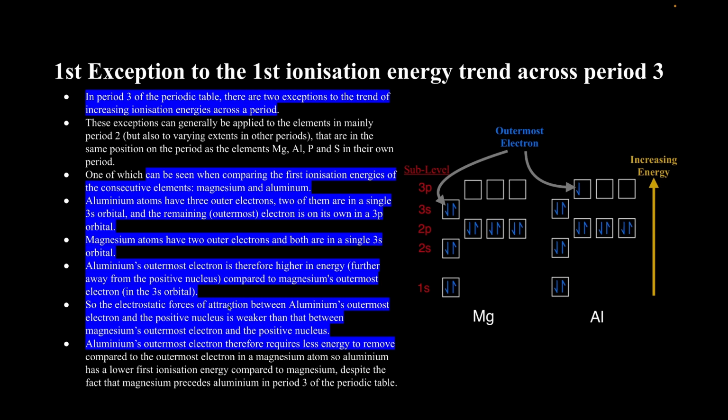So the electrostatic force of attraction between aluminium's outermost electron and the positive nucleus is weaker than between magnesium's outermost electron and the positive nucleus, because aluminium's outermost electron is further away from the nucleus than magnesium's outermost electron. So aluminium's outermost electron therefore requires less energy to remove compared to the outermost electron in a magnesium atom. So aluminium has a lower first ionization energy compared to magnesium, despite the fact that magnesium precedes aluminium in period 3 of the periodic table and should, according to the trend, have a lower first ionization energy.